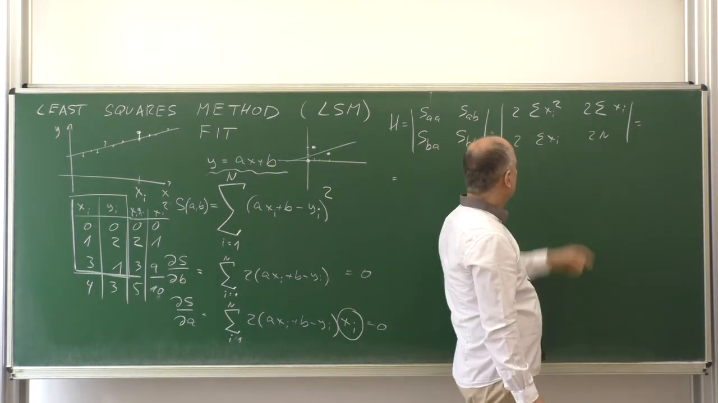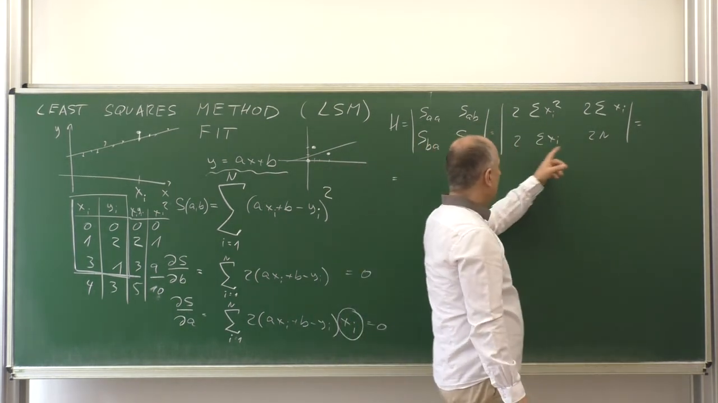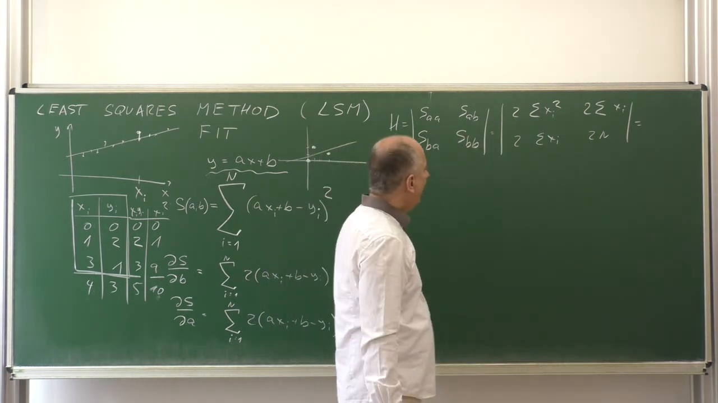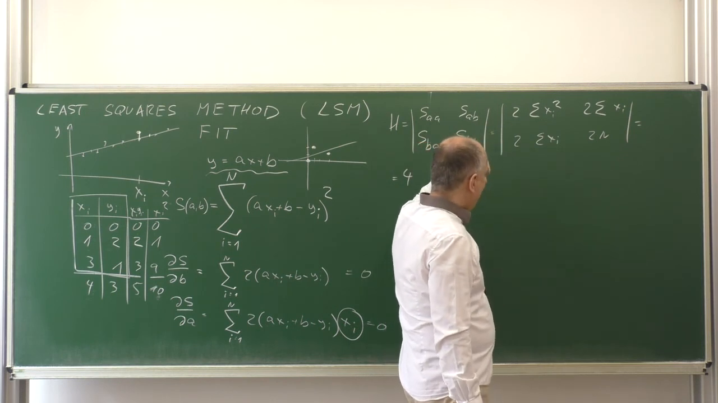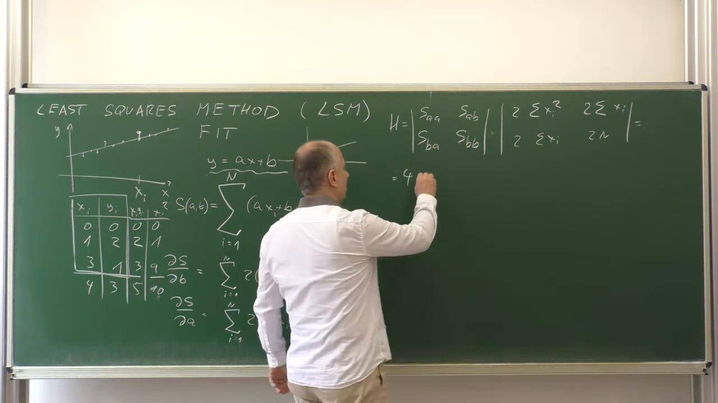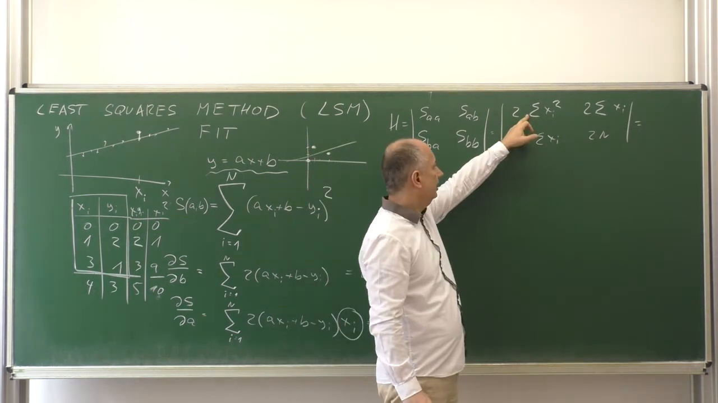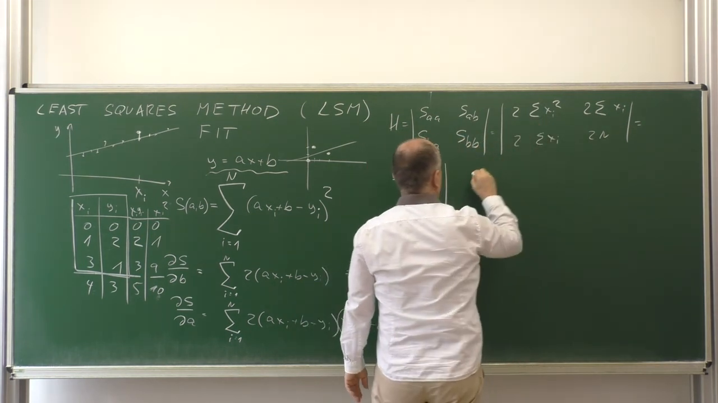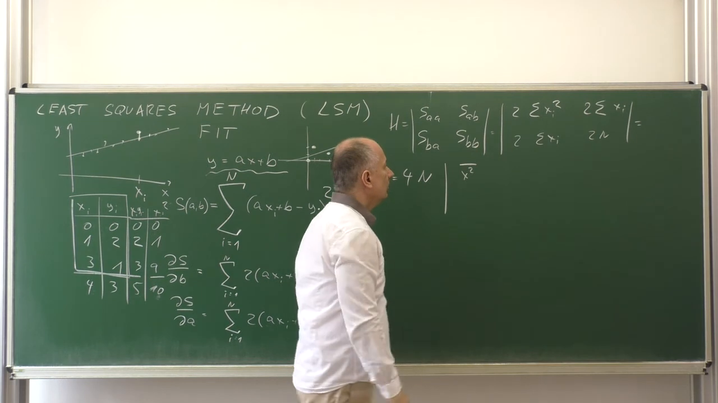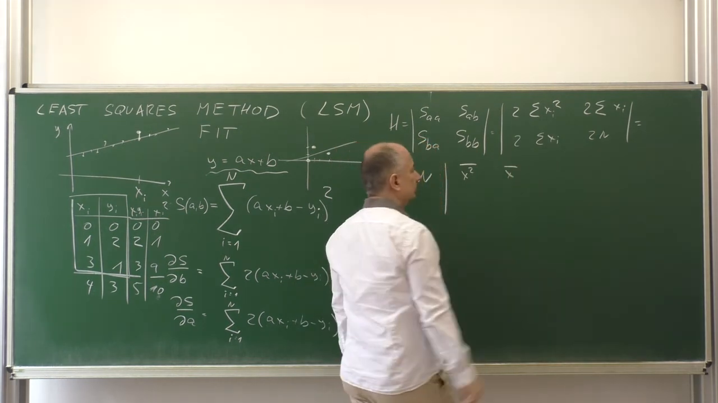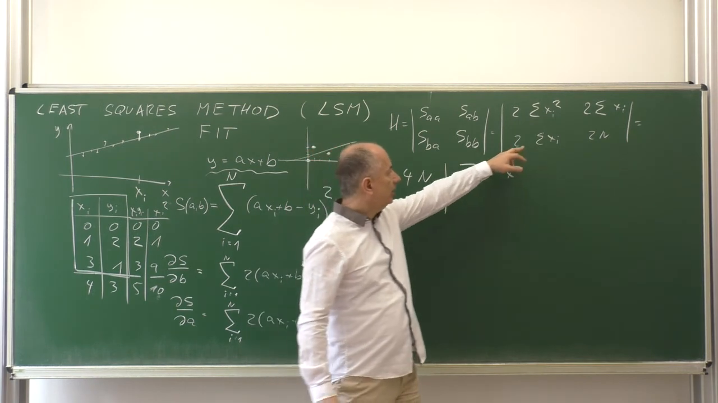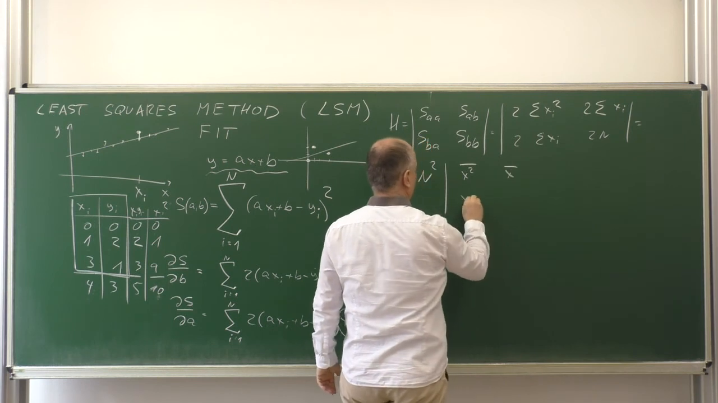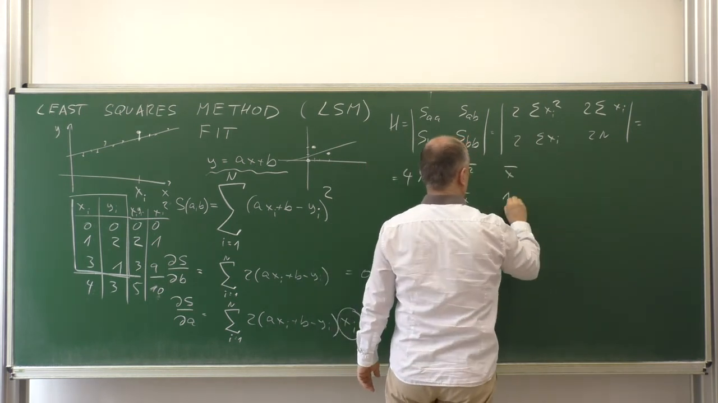We can factor out 2 from the first row, we can factor out 2 from the second row, and if we factor out n, that means we multiply by n and divide by n in the first row, then here we have x squared bar, and here we have x bar alone. And if we do the same in the second row, that means we multiply and divide by n, we have x bar here, and we have just 1 here.